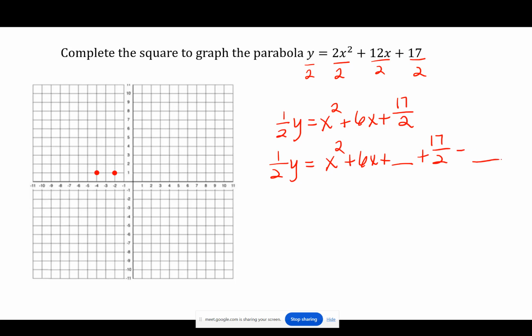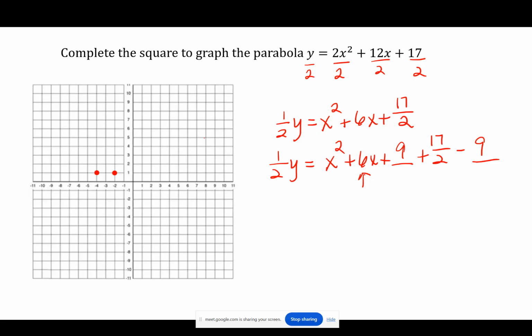Okay, so the tricky part here is you don't want to do anything to the left side of the equation. Leave the left side of the equation alone until the end, because if you try to mess with it now, you could cause all kinds of problems. So let's just deal with the right side and get the square completed. To complete the square, we're going to take half the x coefficient and square it. So half of 6 is 3, squared is 9. Add 9 and subtract 9.